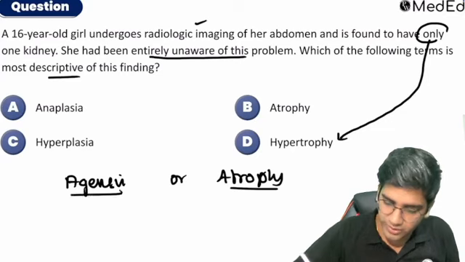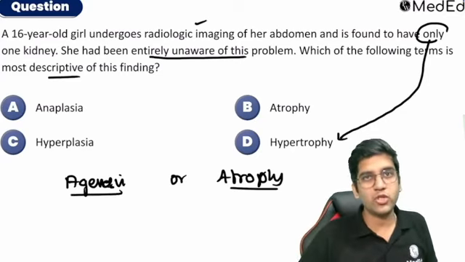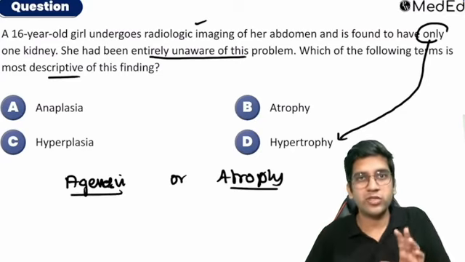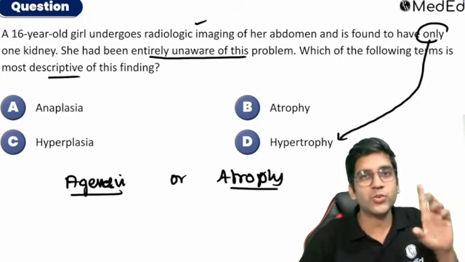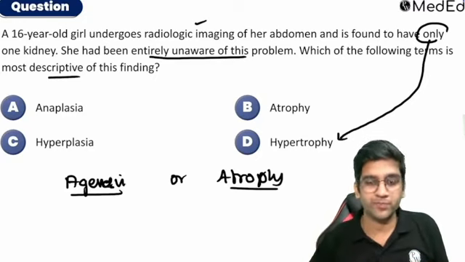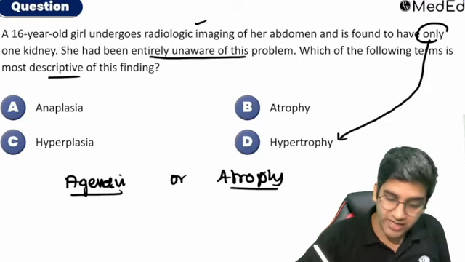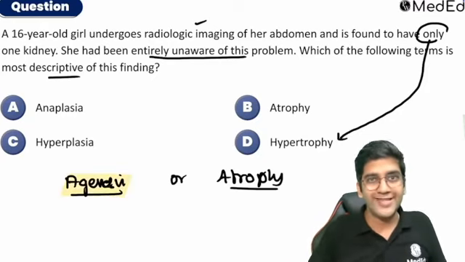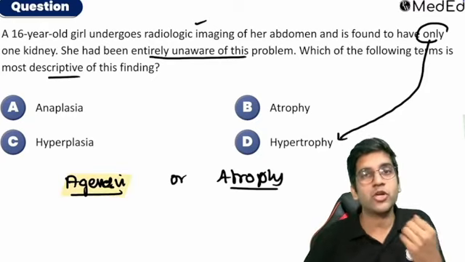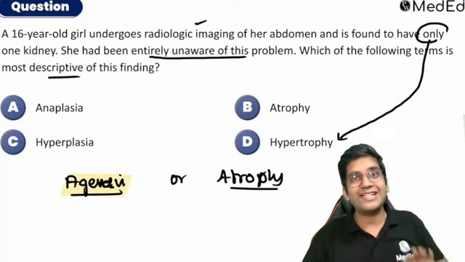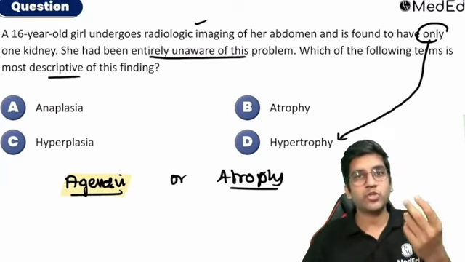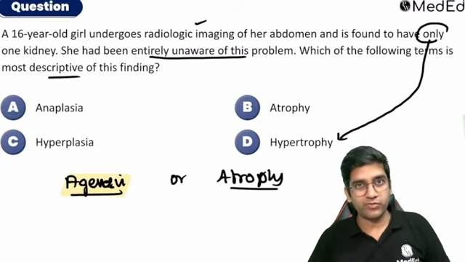For the absent kidney, what will be the best term? Agenesis or atrophy? A 16-year-old kid doesn't even know she has only one kidney. By birth, she has only one kidney. So it's agenesis or atrophy? It is agenesis. It's not atrophy, because embryologically it's not being formed. Atrophy is when something is normal, then it disappears.